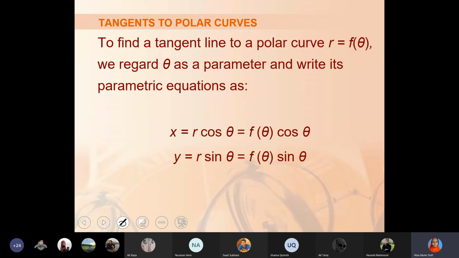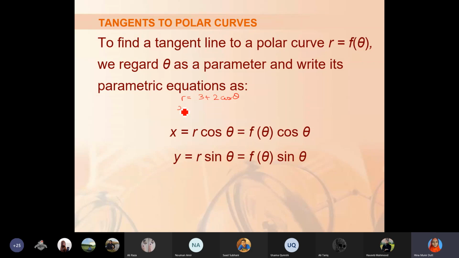The procedure is the same as we have done it in the parametric equations. That is, first we have parametric equations, we find dy by dx. And over here, the parametric equations are x is equal to r cos theta and y is equal to r sin theta. So first we will convert the equations into parametric equations. For example, I have this equation, Limaçon without an inner loop, and I have to find the parametric equation.